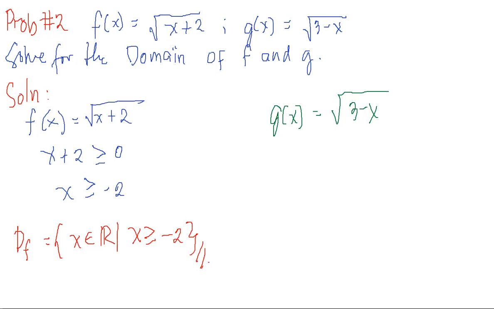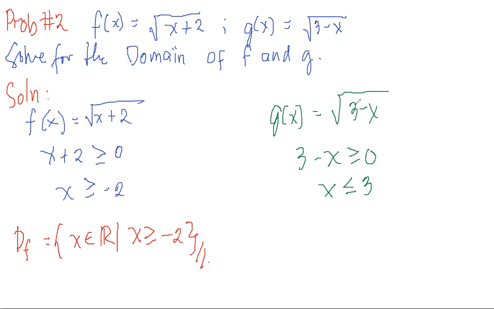Now let's solve g of x here. g of x is equal to the square root of 3 minus x. This function is a radical function as well, where the radicand is 3 minus x. Again, there exists a value of x such that the radicand becomes negative and the function value becomes imaginary, and we don't want that to happen. That's why we're going to restrict the radicand to be greater than or equal to 0. So to solve for x, we have x is less than or equal to 3.